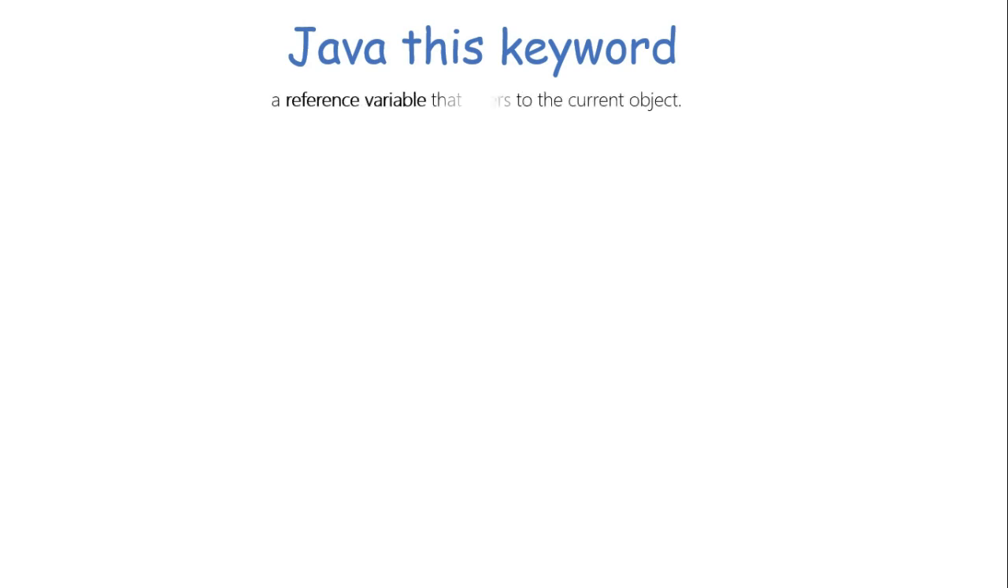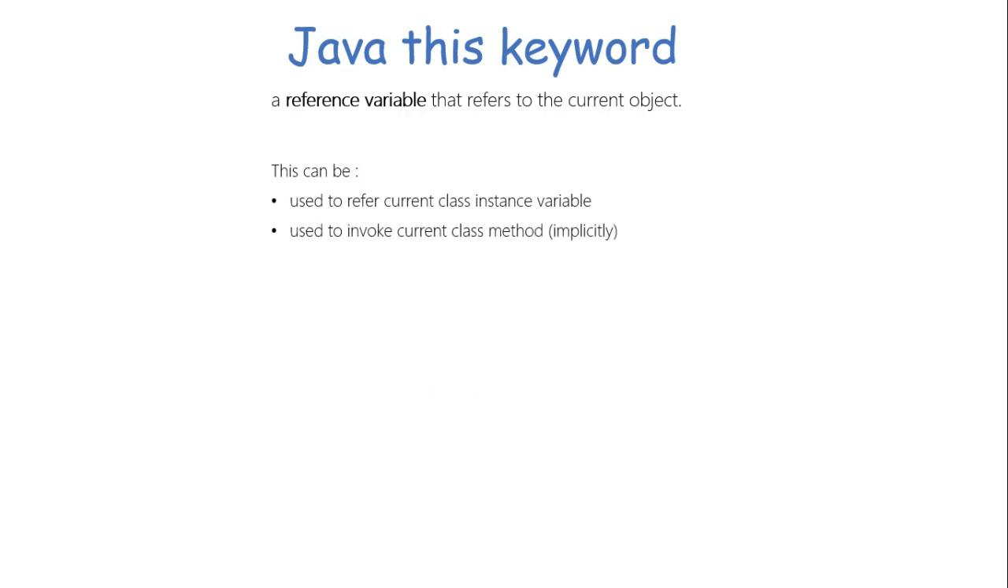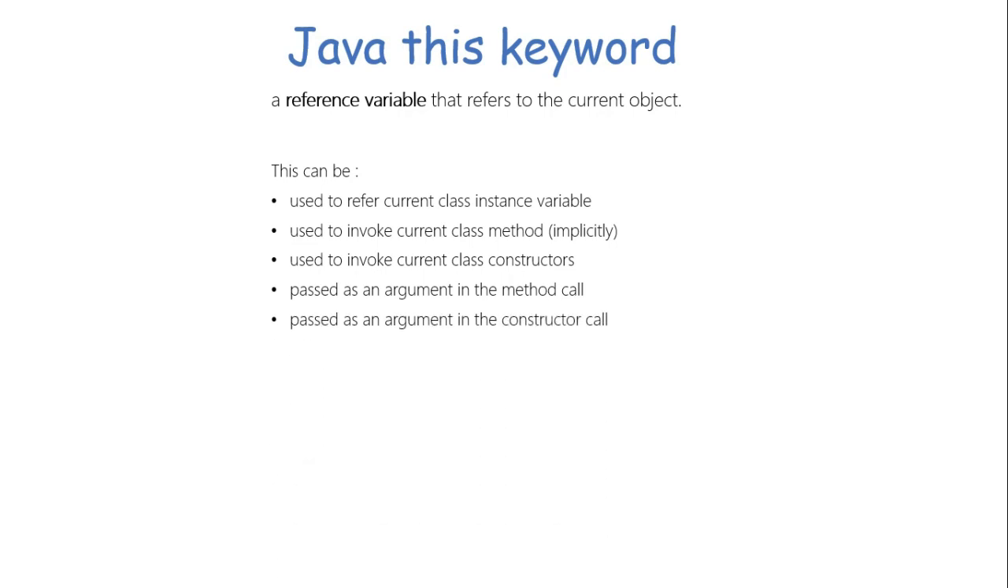Java this keyword is a reference variable that refers to the current object. This can be used to refer to the current class instance variable. It can also be used to invoke the current class method, to invoke the current class constructor, to be passed as an argument in the method call, to be passed as an argument in the constructor call, and to return the current class instance from the method.